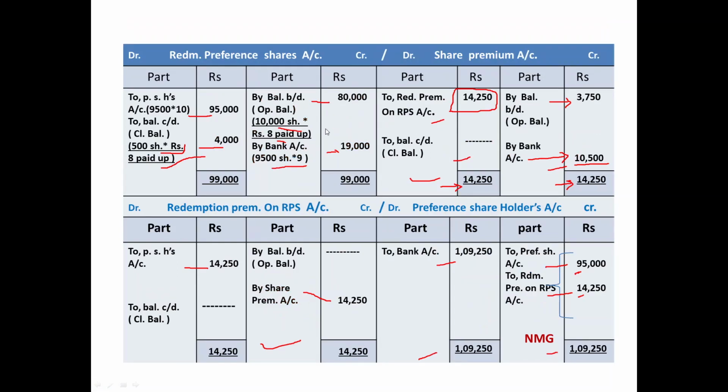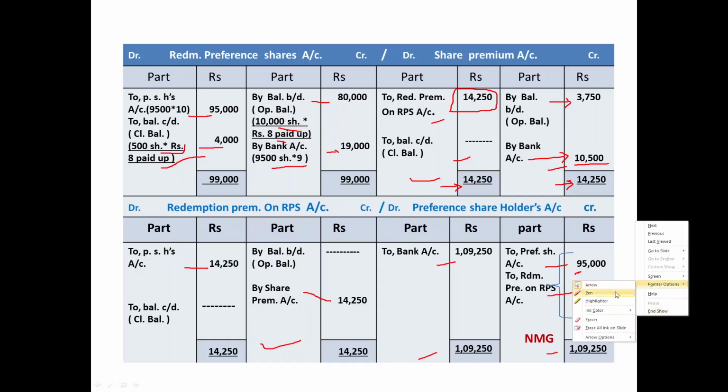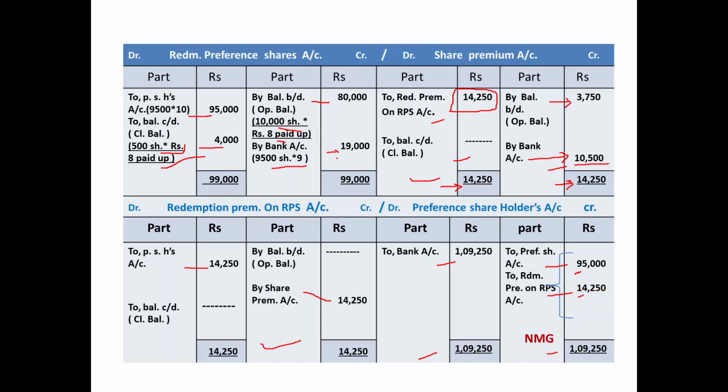Preference share capital account first. Opening balance, then call money received 19,000. Word bank. You know it very well. Sources of fund in the fund flow statement, 19,000. Debit side nothing is there. So from this account, 19,000 is a source of fund.